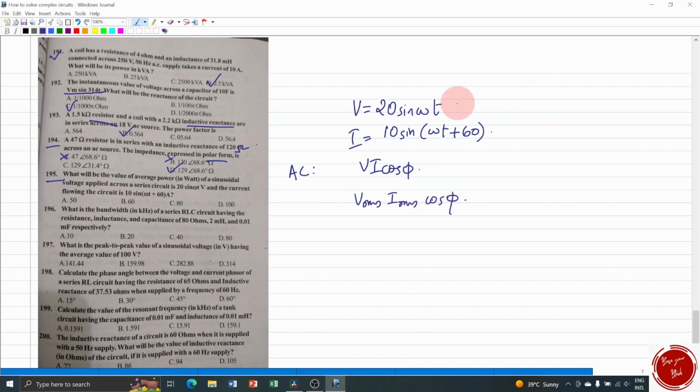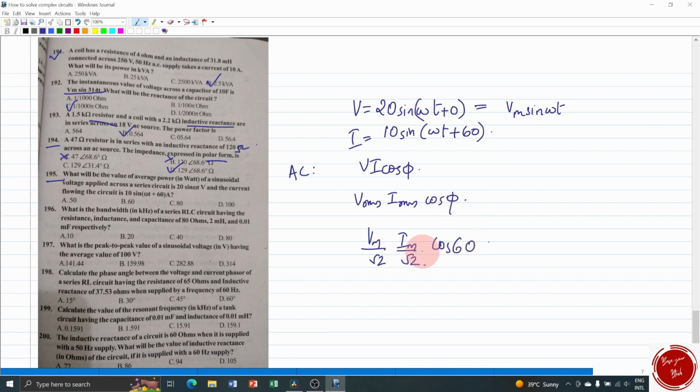Okay, now from this equation it is clear that this is V max, isn't it? Vm sin omega t, this is Vm sin omega t. How to get Vrms from this? Vrms is Vm by root 2 and similarly IRMS is Im by root 2, and cos of angle between V and I is your phi. So since both are in sine representation, here sin omega t plus 0, and here it is sin omega t plus 60, the angular separation is just 60 degree, isn't it? So it is cos 60.